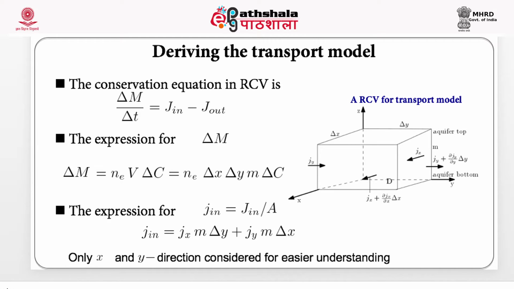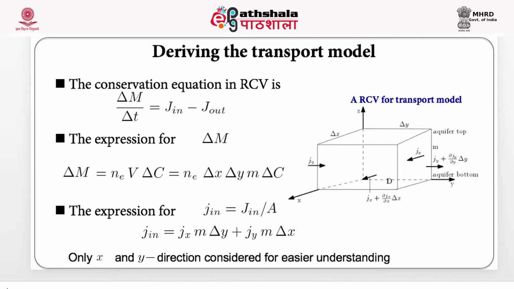Next we will find the expression for mass flux, which is the mass flow rate divided by the facing area. That is, in the x direction, it is simply Zx M, which is the thickness of the aquifer, times the width of the aquifer, delta Y.